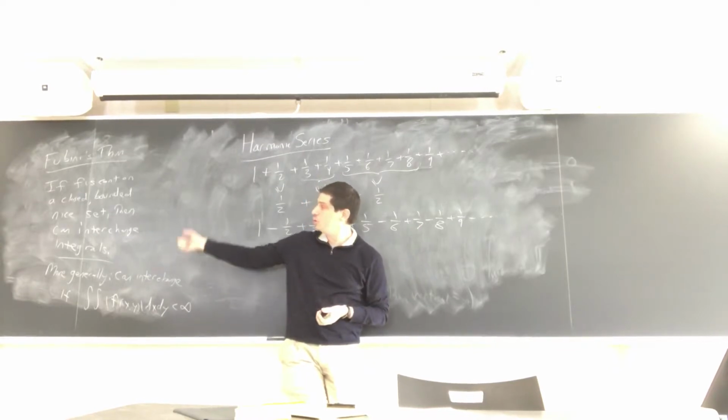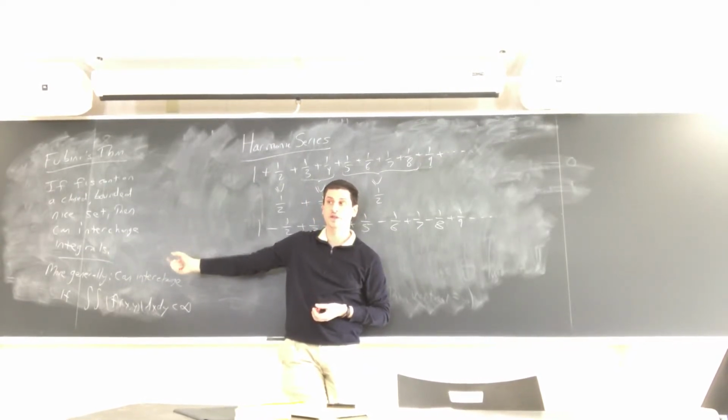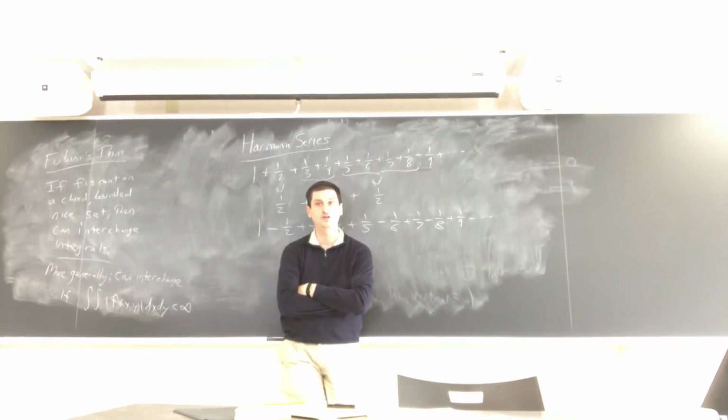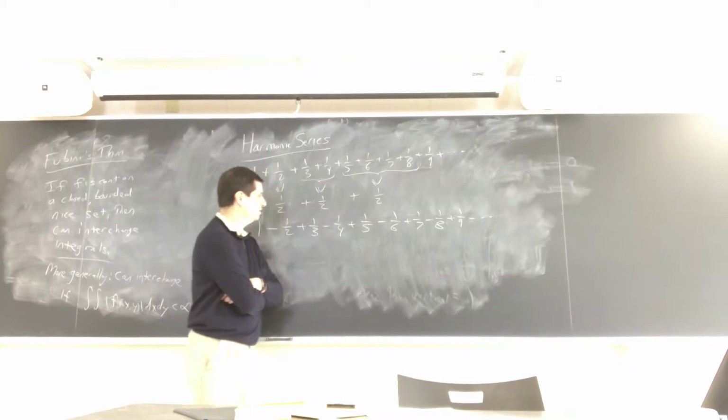The point of this is to show you why we need pure math, why we need things like the Fubini theorem. That when you have infinities, strange things can happen. Okay? I'll edit that out later.